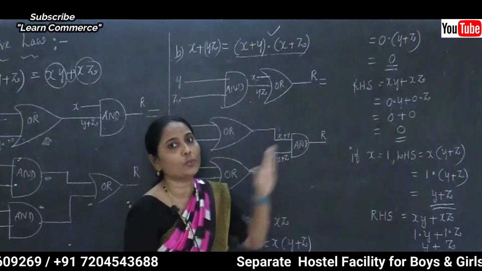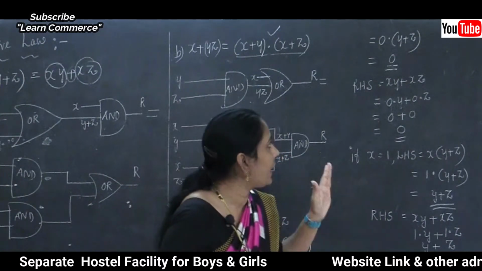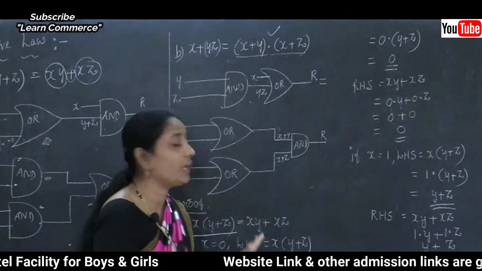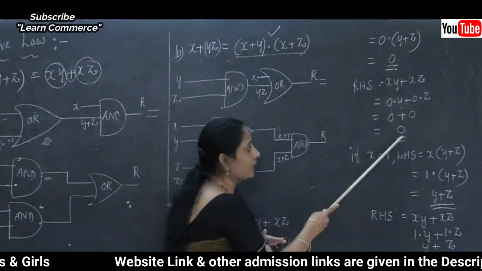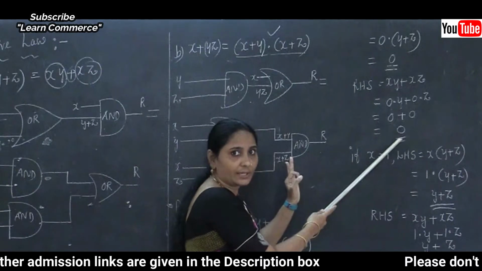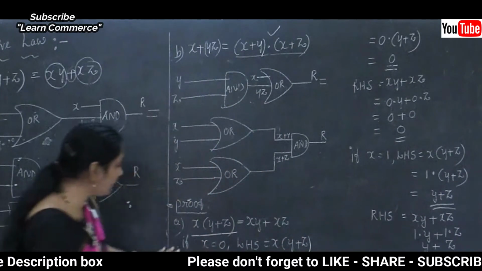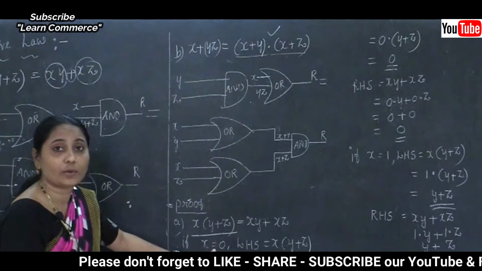Maybe if you make the calculation by taking the expression xy plus xz, the result is also 0. So both answers are 0. So we can say that hence it is proved. Clear this point here? Now we just completed this by using the x value equal to 0.